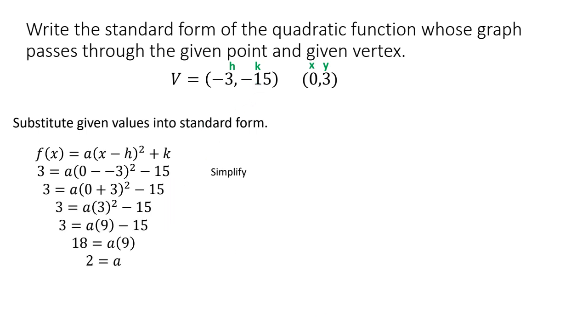So if we simplify, negative negative is +3. If we square it, we get a 9. I'm going to go ahead and add 15 on both sides. So 15 plus 3 is 18. Divide by 9. So 18 divided by 9 is 2. So now we know that a is 2. So I can replace it in here. X minus h is -3. And then we have our k. So our equation is going to be 2 times x plus 3 squared minus 15.